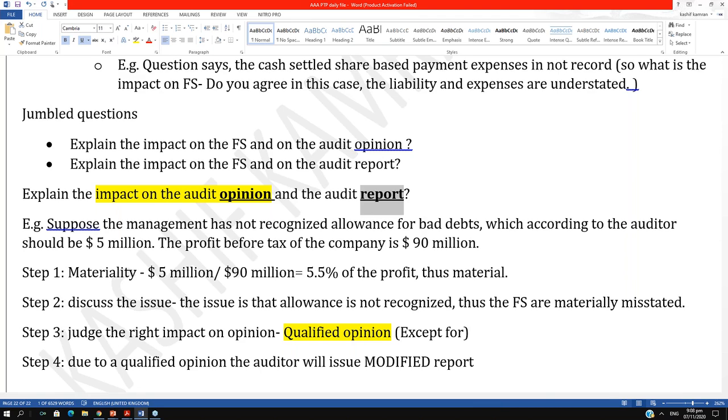How many types of reports are there? Modified report, and how many types of reports are there? 2 types, right? Modified and unmodified. So have I done justice with the 4 requirements, 4 steps, sorry? So for step 1, I will get 1 mark. For step 2, I'll get 1 mark. For step 3, I'll get 1 mark. For step 4, I'll get 1 mark. So minimum 4 marks in front of your screen.